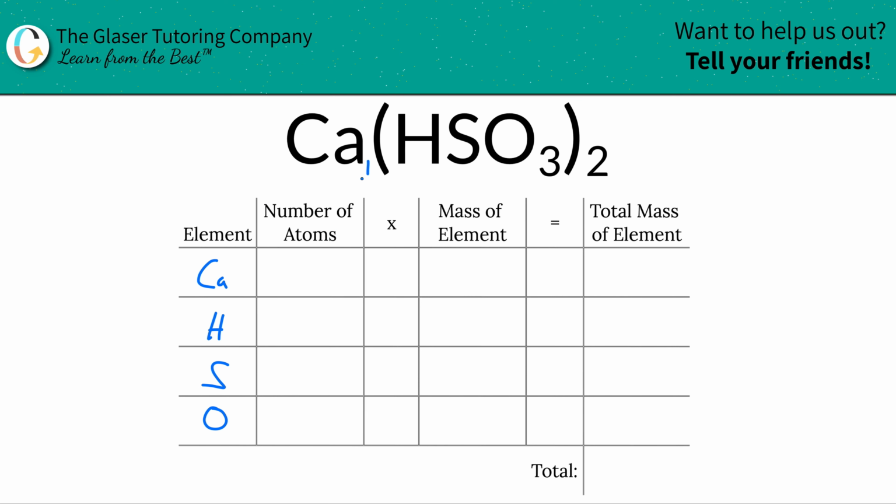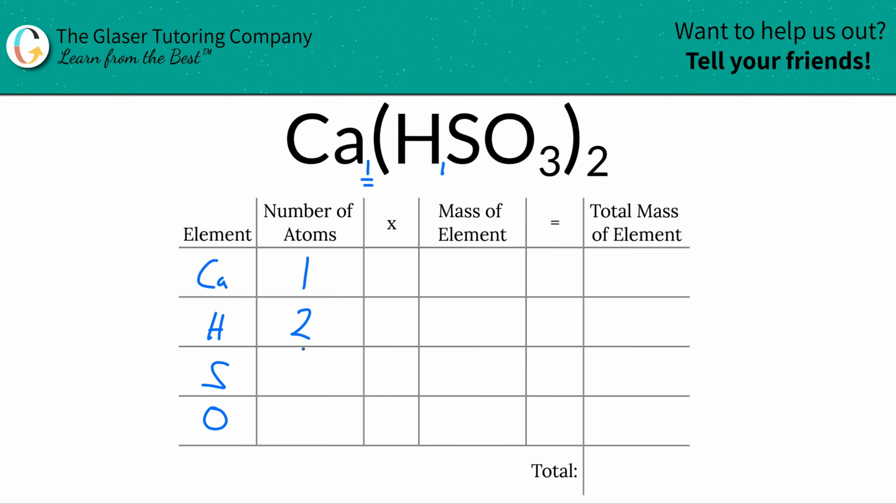For calcium, the subscript there is a 1. That means we have 1 calcium atom. For hydrogen, the subscript is a 1, but hydrogen is part of the hydrogen sulfite polyatomic anion, and you have 2 of them. In each polyatomic anion there's 1 hydrogen, but then you have 2 polyatomic ions, right? That would mean that there are 2 hydrogen. In other words, you take the subscript of hydrogen and multiply it by the subscript on the outer side.